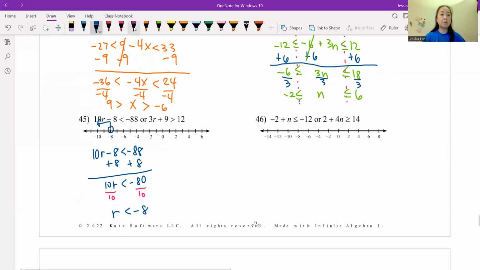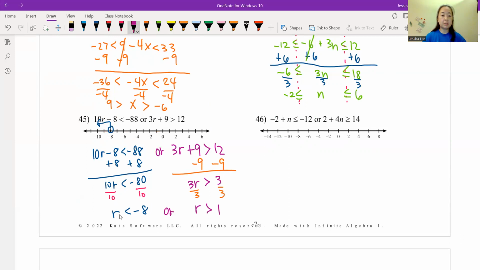And we're going to do the other side. So we got an OR. 3r plus 9 is greater than 12, right? So what do we do from there? Again, subtract 9. We get 3r is greater than 3. We're going to divide by 3. And we get r is greater than 1.